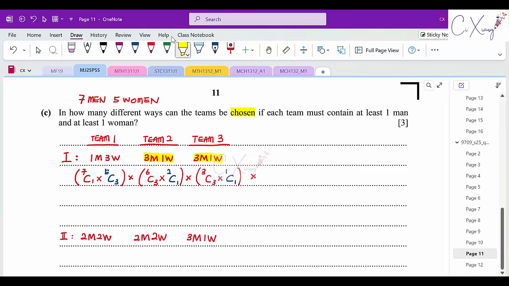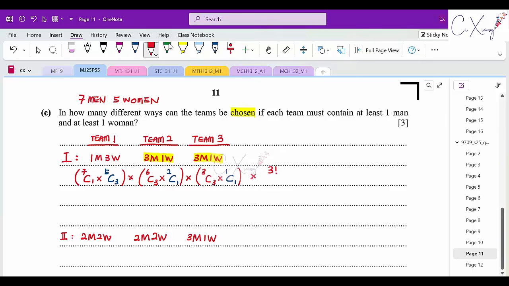Okay, 3 men and 1 woman means that when I send 3 men and 1 woman to town 1, and I send the other 3 men and 1 woman to town 2, right? The outcome might be the same. So we consider this as an identical case. Therefore, you have to take 3 factorial.